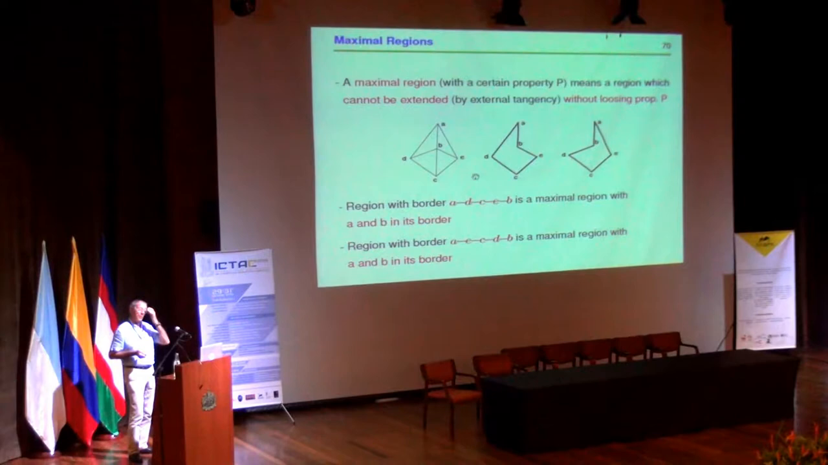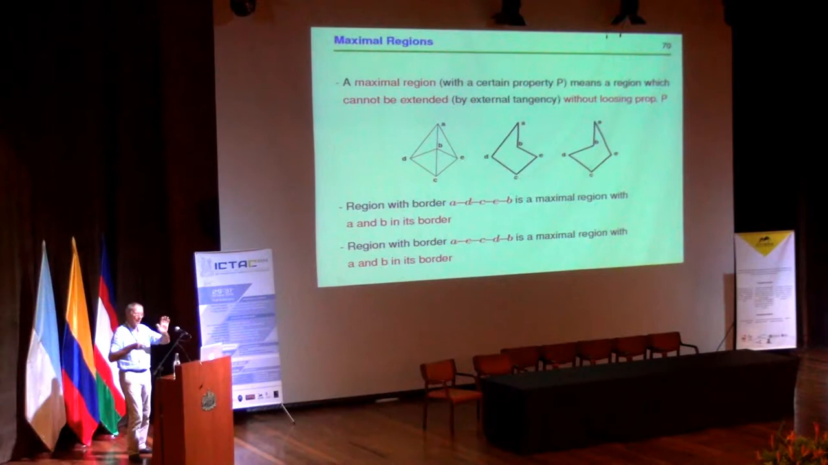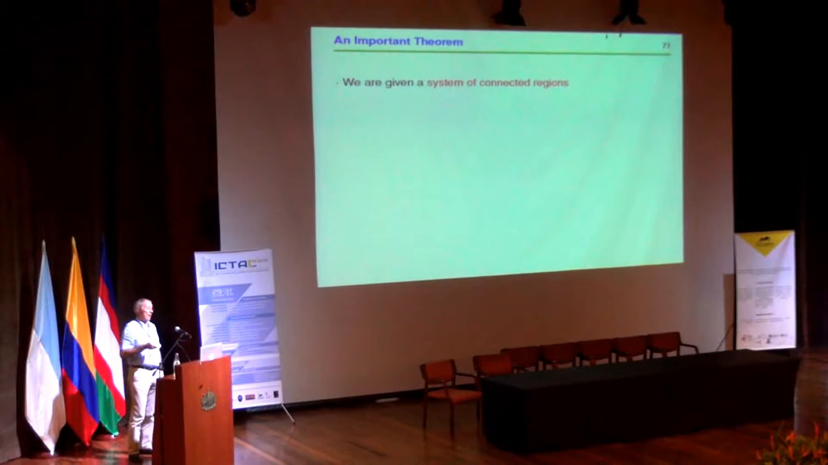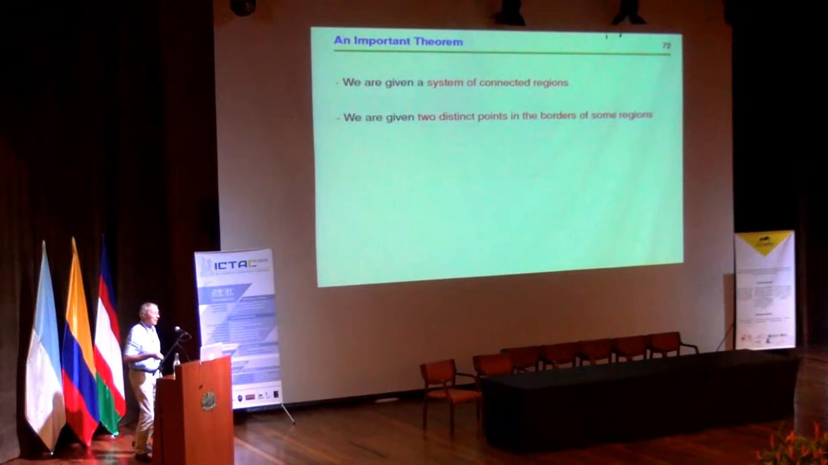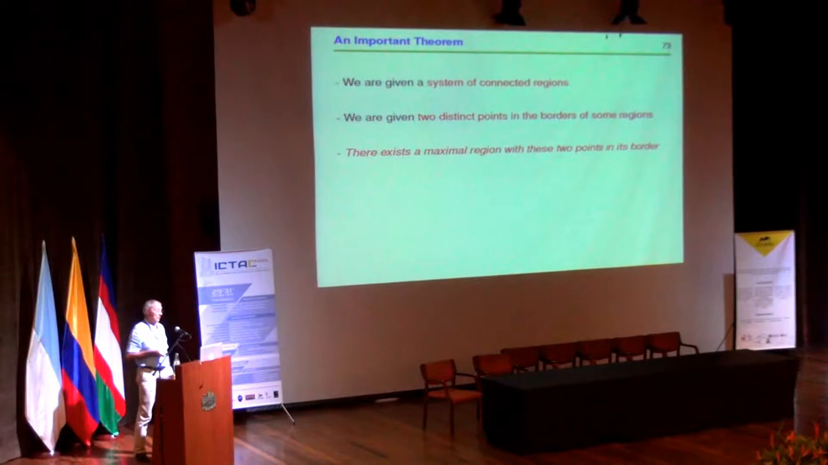Also, remember that at this point, I don't speak at all of graph and edges and node of graphs and vertices. So, an important theorem. We are given a system of connected regions. We are given two distinct points in the border of some regions. And the theorem is there exists a maximal region with these two points in its border.